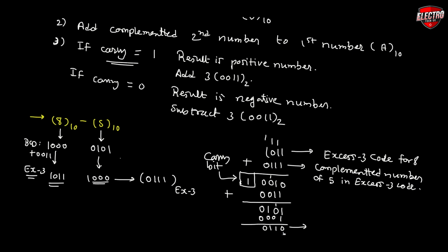If we convert this Excess-3 code into a decimal number, then we get 3 in decimal. And this is the Excess-3 code, which is used to encode information in digital communication.